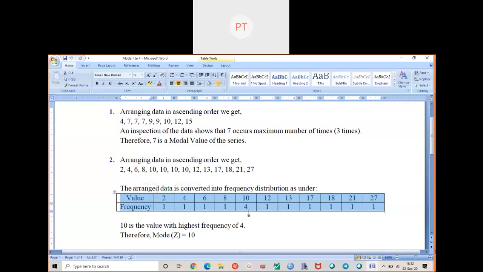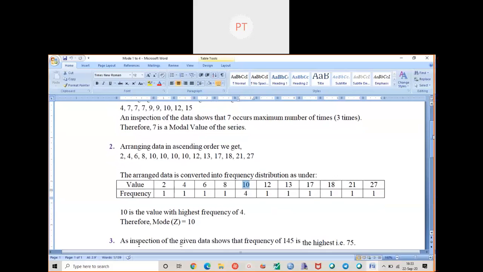Again, following the same thing, you will do the inspection or observation. You can see here that 4 is the maximum frequency, and this frequency belongs to number 10. Hence 10 is your mode. If there is any question, ask me at the end of the class. So now let us move on to question number 3.